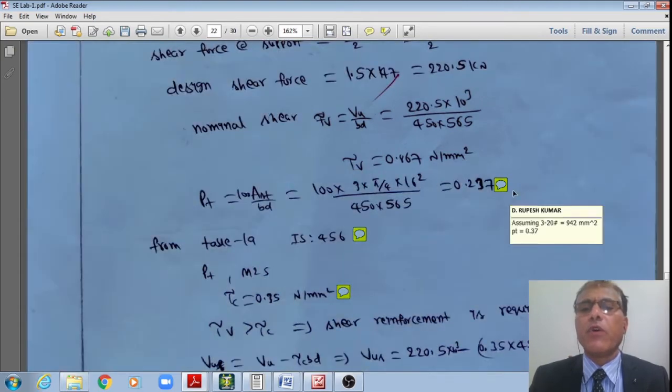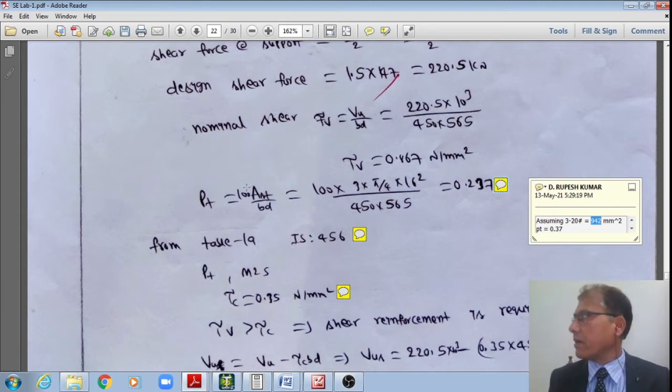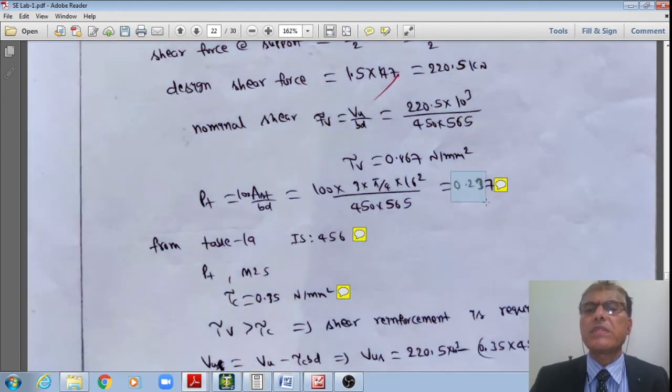However, we already provided the 3-20 mm dia bars, which means I have provided 942 mm square. Therefore, what is the percentage of tension steel required? Now I'll get the steel provided as 0.37. Therefore, not 0.237, this is an error, this is 0.37, student, right?